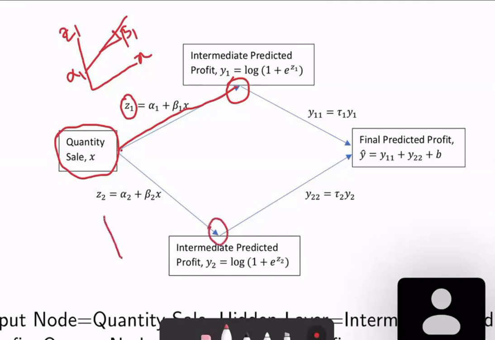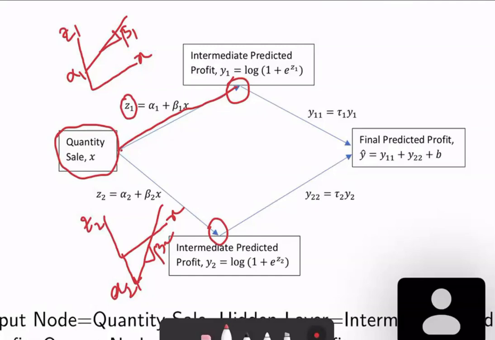So here also it makes another linear regression. In that case, it is Z2. In that case, the vertical intercept might be negative, which is alpha 2, and the slope is beta 2. The slope can be positive, but that is Z2.